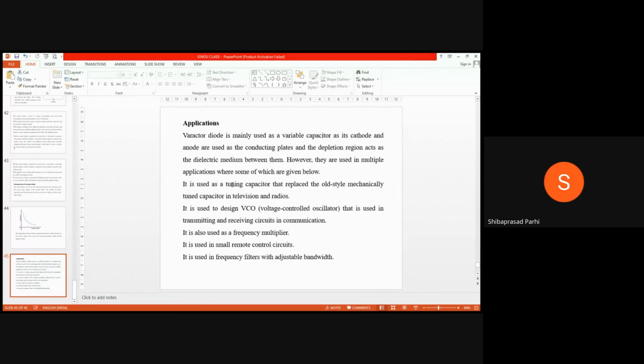Sir, what are the advantages of the variable capacitor? Yes, sir, I'm telling. Actually, I'm just putting those advantages. I have not mentioned them, but let me tell. The advantage of the varactor is that it can act as both a diode as well as a capacitor.